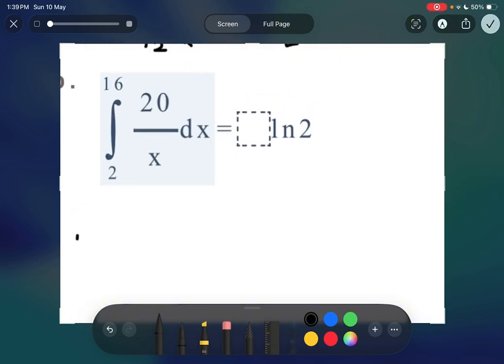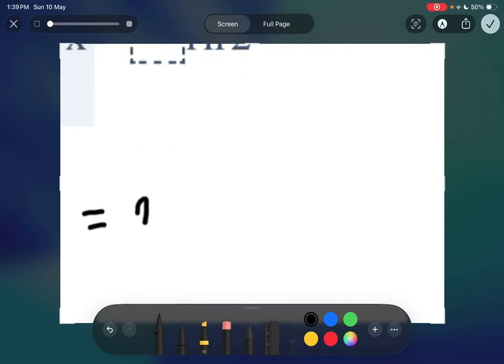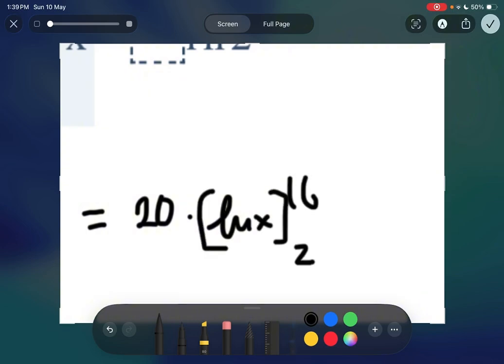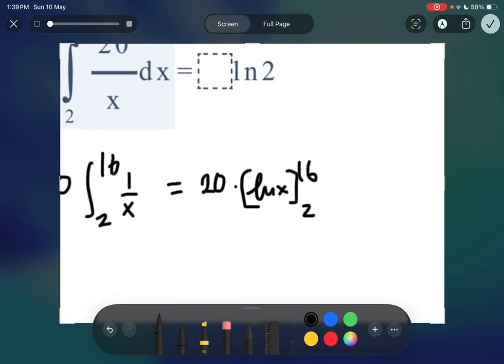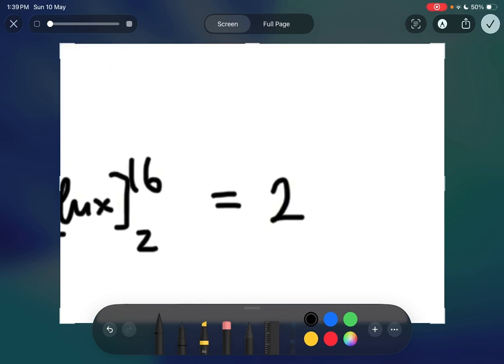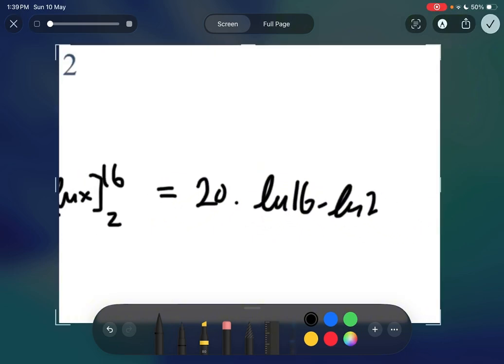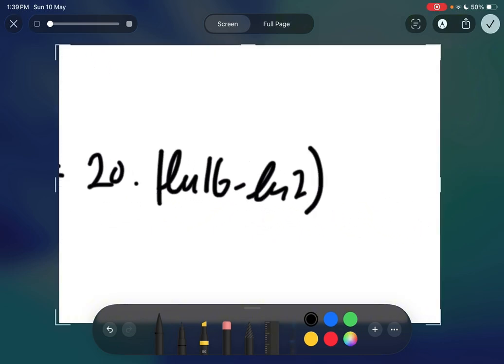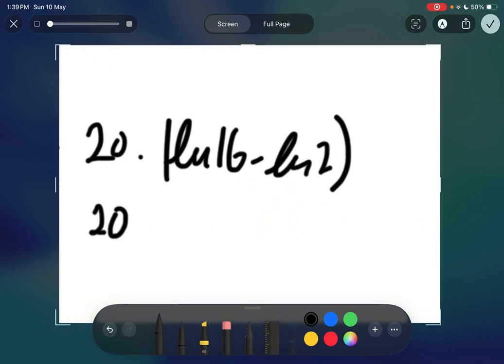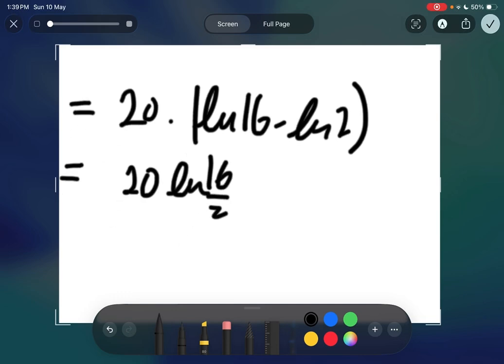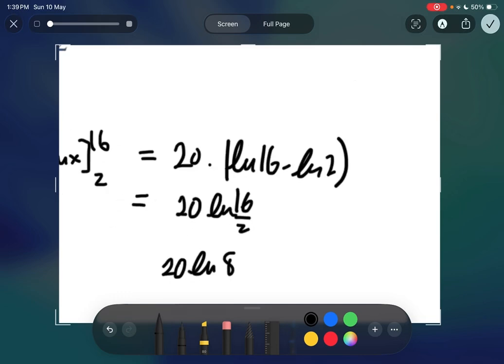Here the same thing, you take 20 outside because it's a constant. The integral from 2 to 16 of 1 over x. Okay, so now this one is equal to 20 times ln of x from 2 to 16, and then this will become 20 times ln of 16 minus ln of 2. Okay, and then it will be equal to 20 times ln of 16 over 2. So it will be 20 ln of 8.